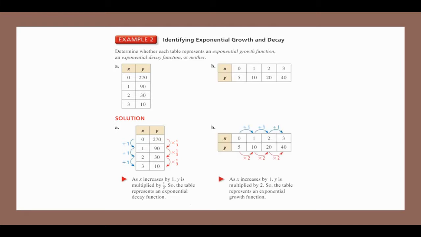If we take a look at this table here, we see that the x values are increasing by 1, and the y values are being multiplied by 2. So the common multiplier is 2, so this would be exponential growth. So again, the multiplier here is going to tell you if it's growth or decay. If it's less than 1, it's decay.